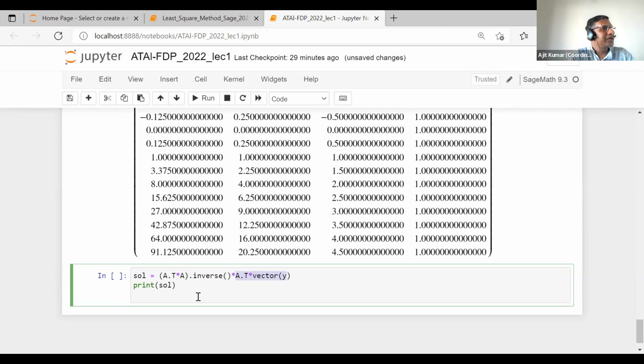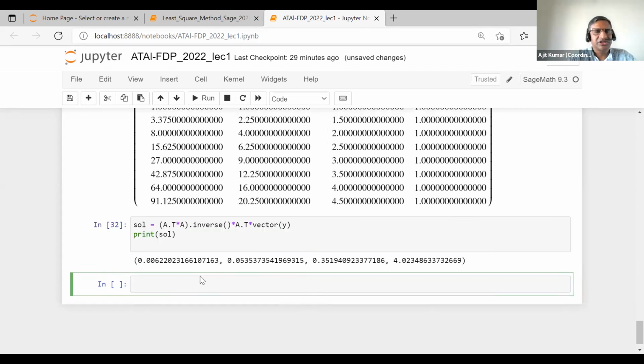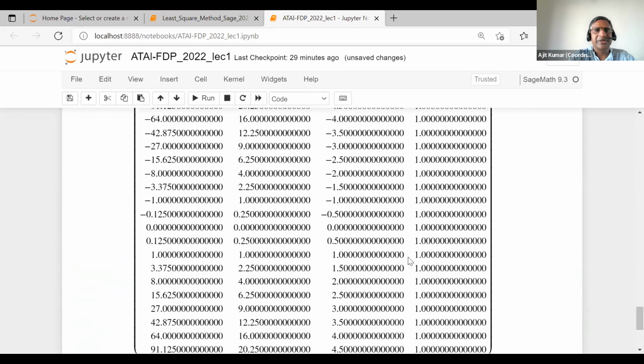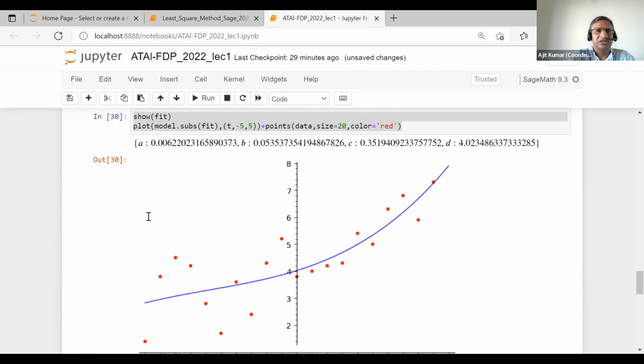And here Y should be a vector. So I have converted that into a vector, Y as a vector. And then let us look at what the solution is. It says that the solution is, this is my A, this is my B, this is my C, this is my D. And let us compare what we got using the inbuilt function.